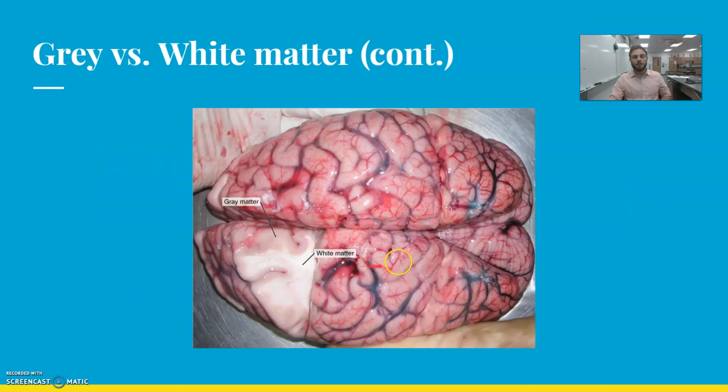Here we can see in your cerebrum the gray matter and white matter that you have here. The white, that very, very light color, especially compared to the gray matter. You can see that gray matter isn't necessarily a gray color, but it certainly stands out from the white matter you have here.